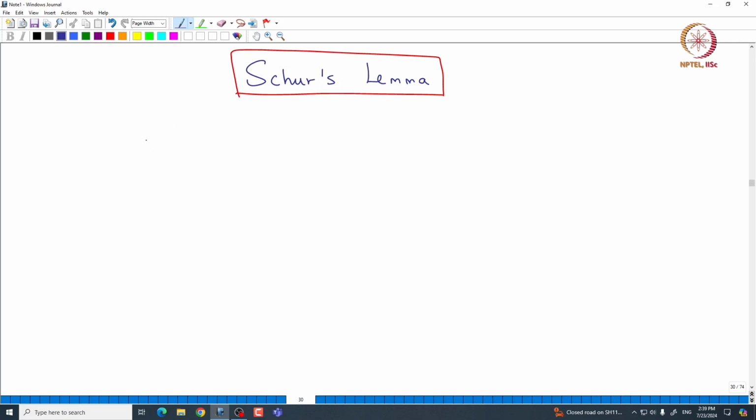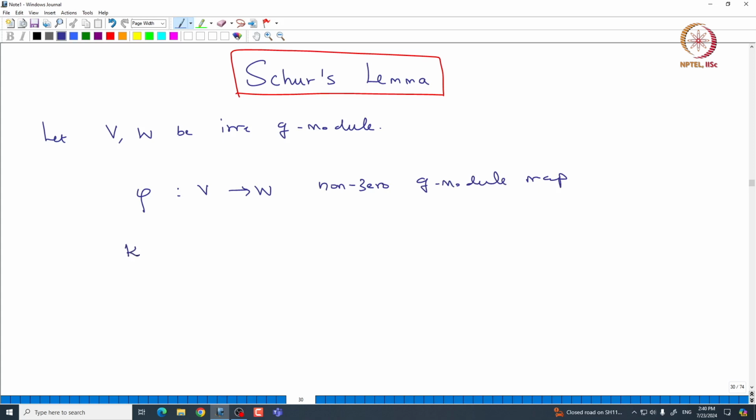Let us start with two irreducible G modules, V and W. Now we are interested in understanding non-zero maps between them. Let phi be a non-zero G module map. Then it is immediate that the kernel and the image are both G submodules in V and W respectively.